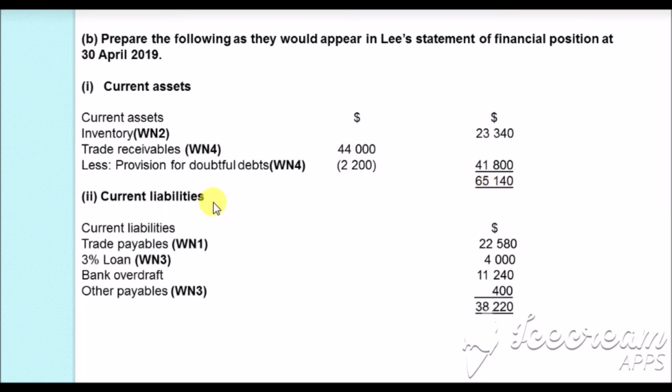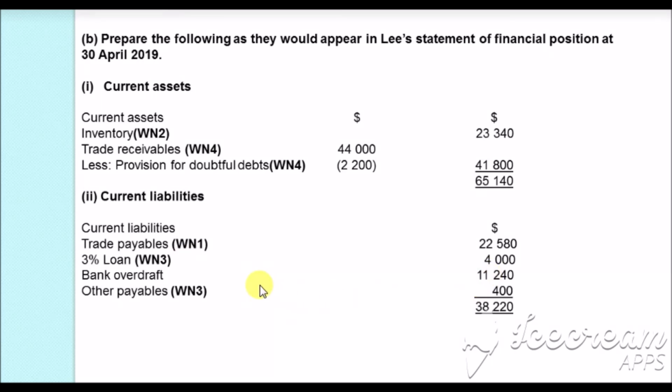Then in the second bit, we are asked to calculate the current liabilities. In current liabilities, we'll start with the trade payable which was calculated in the first working notes as $22,580. Then we have the 3% loan installment which has to be paid within a year. So that will be our current liability, which we have calculated in the third working notes as $4,000.